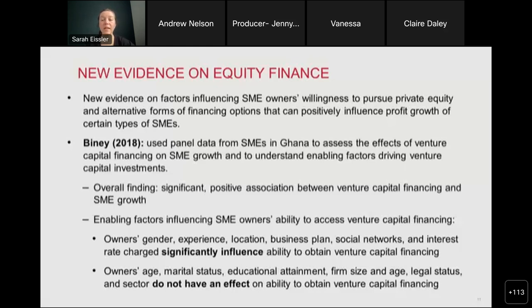So while these three studies on equity financing provide interesting new evidence on the factors influencing SME owners' willingness to pursue these alternative forms of financing and how these may influence SME growth, more evidence is needed to better understand how these alternative forms of financing can be used to promote growth among certain types of SMEs, as well as in different contexts.